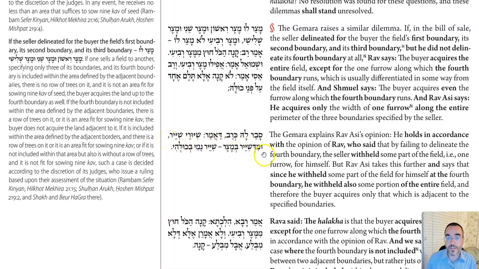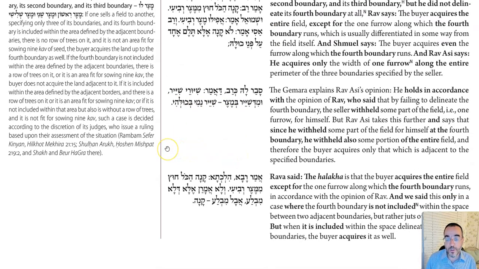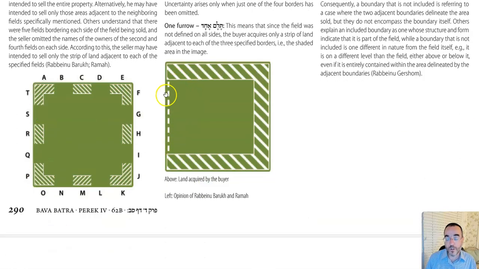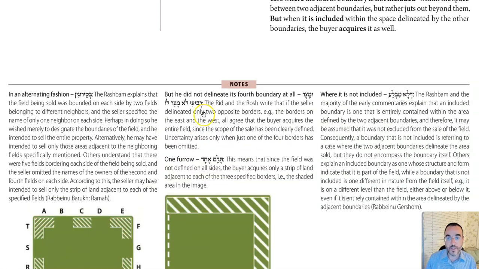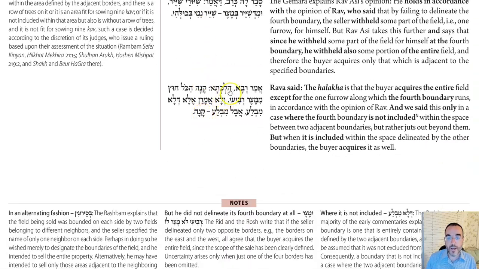However, Rav Assi says, since he is withholding something on that side, then we should assume he's withholding all of the middle as well, and he wants to give him only a furrow that's in the shape of a C, that's it, and nothing in the middle. Amar Rava, Hilcheta kana kol chutz mimeser revi'i. Rava says halacha follows something similar to Rav. He doesn't say halacha is like Rav, because he's going to limit it.